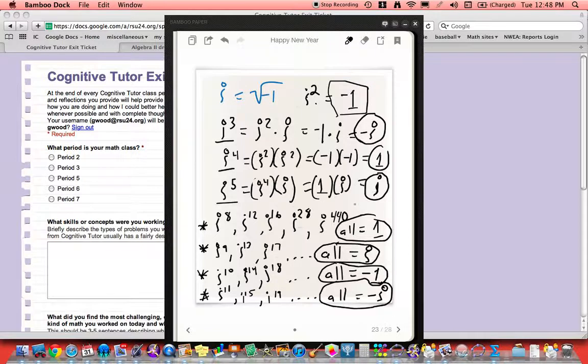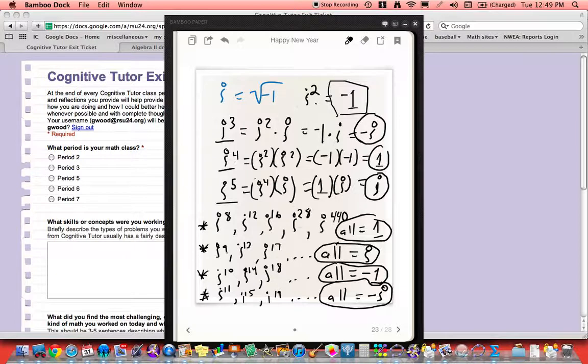Okay? That in and of itself wasn't too difficult for anybody to follow, I don't think, but a lot of people had issues with the pattern. Every time you go through this, i to the 8th, i to the 12th, i to the 16th, i to the 28th, i to the 440th, i to the 3612, all equal 1 because the exponent is a multiple of 4.